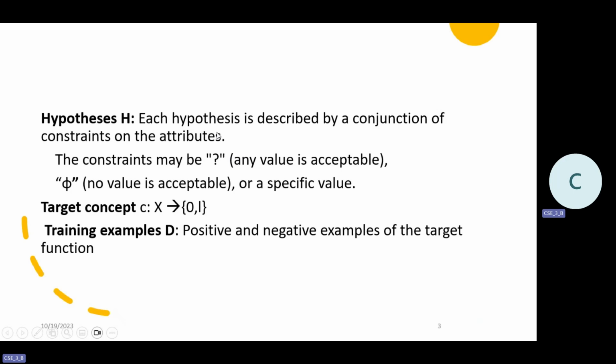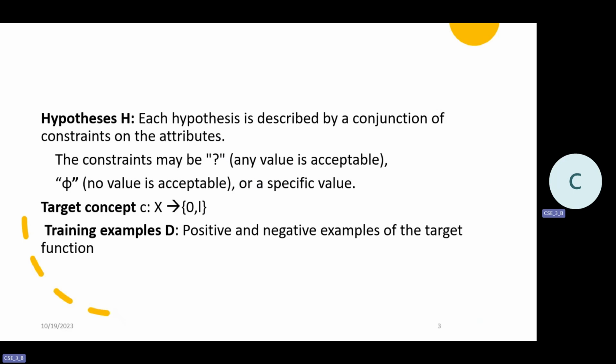What is hypothesis? Hypothesis is described by a conjunction of constraints on the attributes. The constraints can be represented by the question mark, that is any value is acceptable, and phi, that is no value is acceptable, or a specific value. So there are three possibilities. We represent the constraints, and the target concept is represented by a Boolean valued function, where the outcome is either yes or no. The training examples represent the positive and negative examples. So it is a collection. We have to observe here.